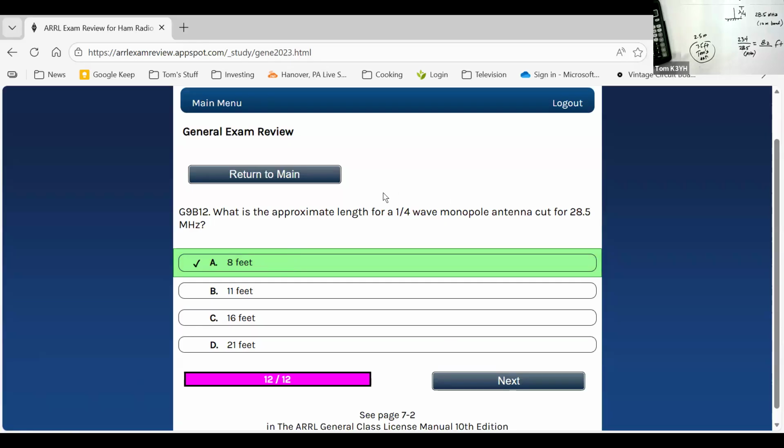Okay, so for a quarter wave, it's 234 divided by the frequency in megahertz. For a half wave, it's 468 divided by the frequency in megahertz. If you use the numbers in the book, it's like 592 or something. You'll get close to this answer, but it won't be the answer that's on the test. If you're building an antenna, I would use the value in the book.